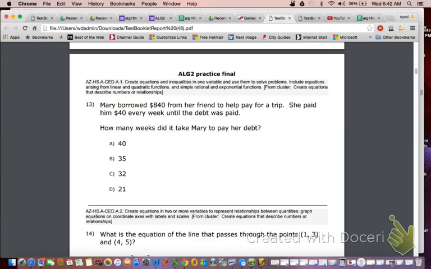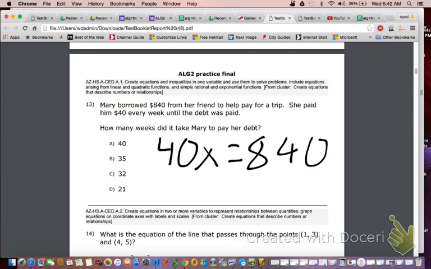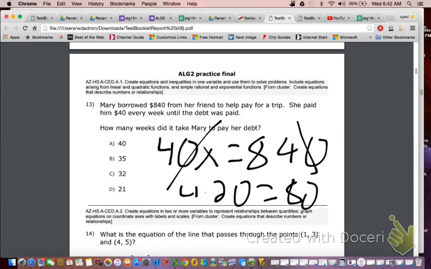13 is common sense, guys. I mean, 40 a week. How many weeks till you get to... It all comes down to this. Right? So you can actually do this mentally because you divide both sides by 10, right? 4 times 2 is 8, so 4 times 20 equals 80, so 4 times 21 equals 84. So you can actually do that mentally.